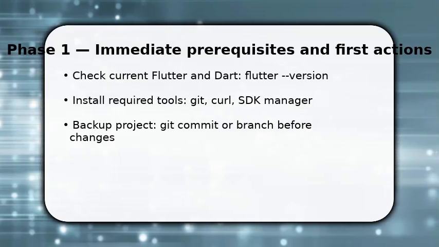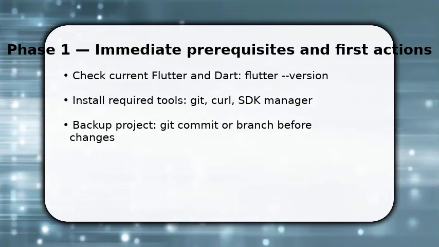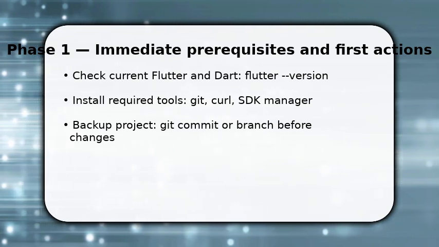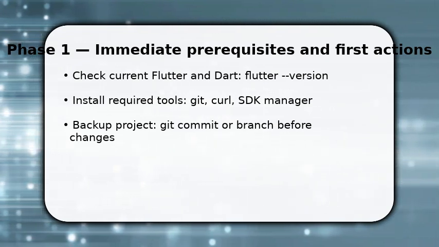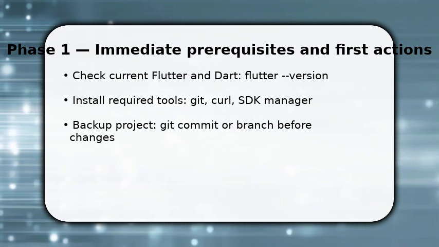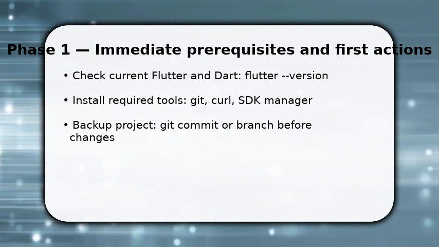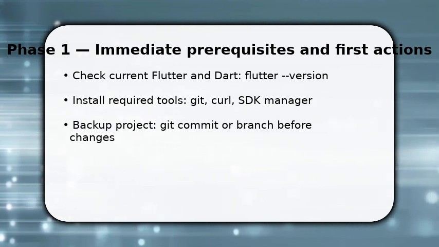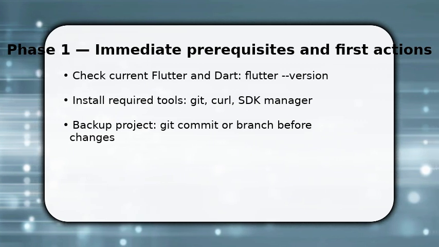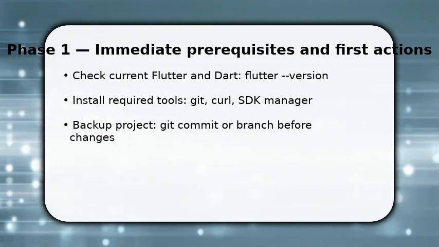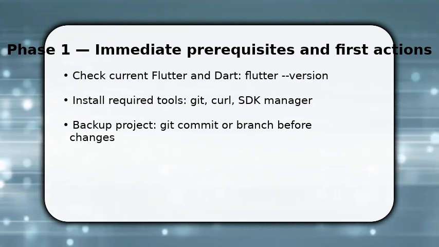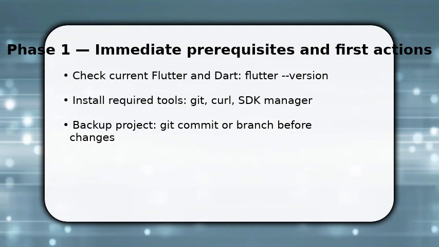You start by confirming where you stand. Run Flutter version and note the Dart SDK version. This tells you what to upgrade from. Once done, make a safe restore point, commit or create a branch so you can revert if needed. Make sure your system has Git and curl or the SDK manager you plan to use. This first step avoids surprises later and sets a clear baseline for dependency changes and version constraints in pubspec.yaml before you attempt any upgrade.